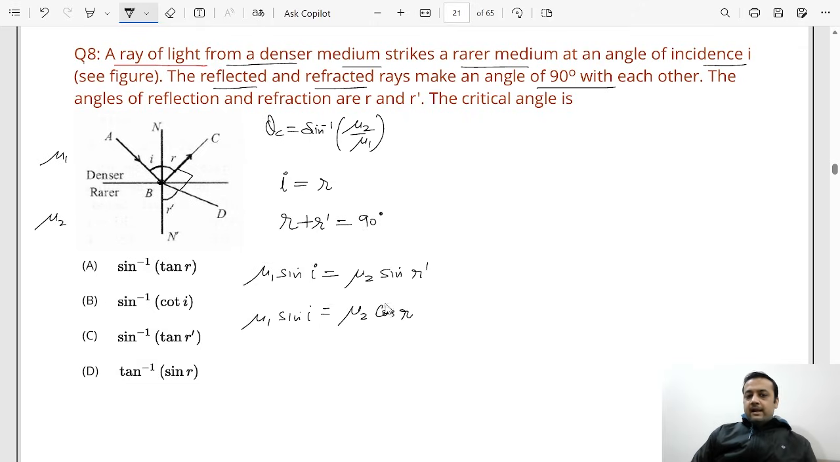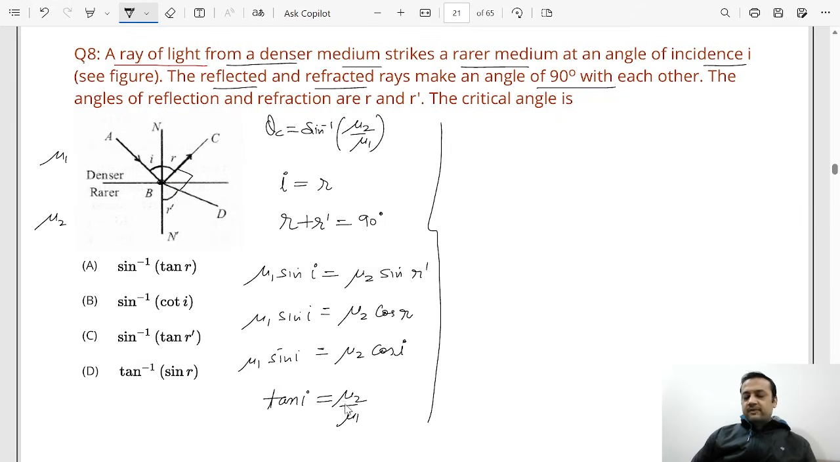Okay. And as I said, r was equal to i. So further you can write this as cos of i, and this is mu1 sine i. Now if you bring cos i this side, sine i by cos i will become tan i. This is mu2 by mu1. So tan i is equal to mu2 by mu1. Now this value you can put here. So theta critical becomes sine inverse of tan i. Okay, so this is the answer.